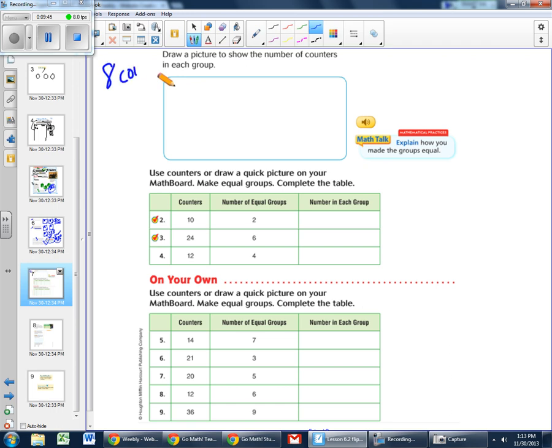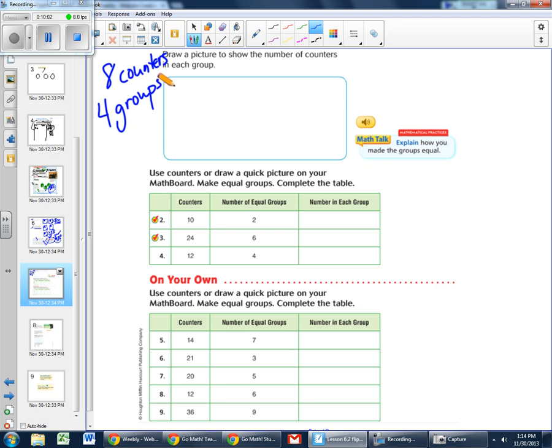Since I cut mine off, I'm going to write them in there. You're going to underline that part. And he makes 4 equal groups. So again, you're going to underline where it says 4 equal groups. Draw a picture to show the number of counters in each group.